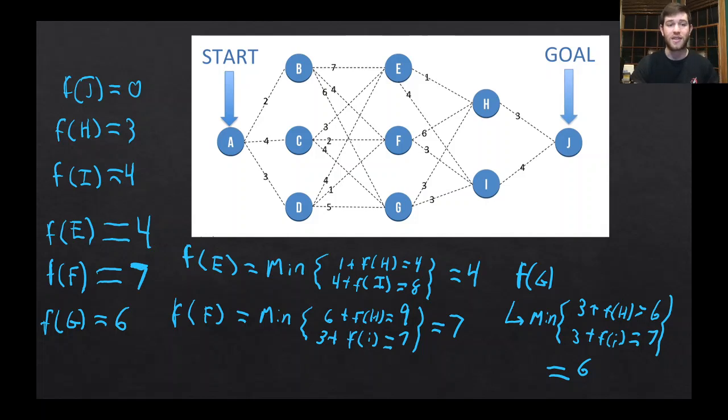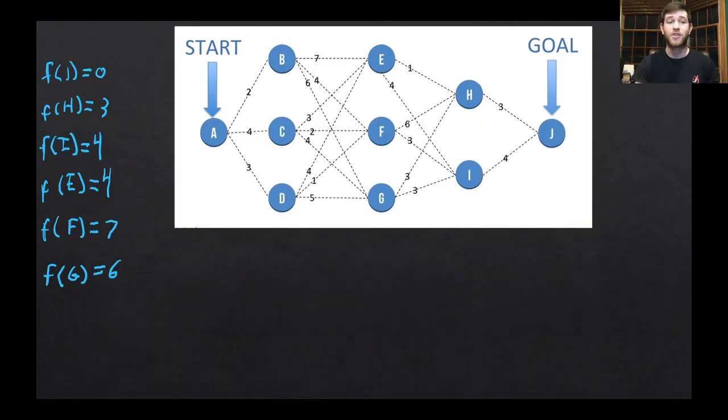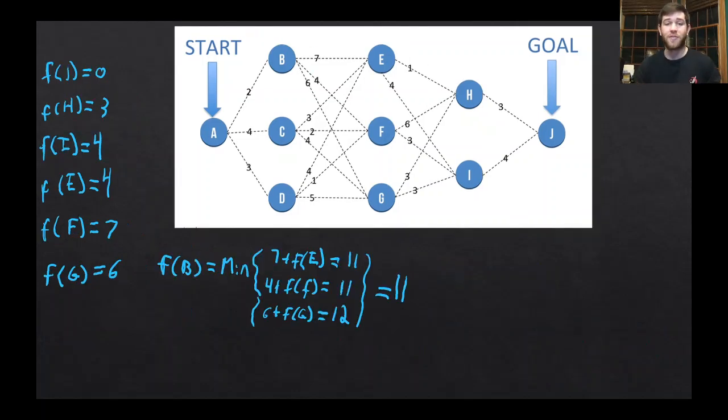So now we have this stage. F of E is 4. F of F is 7. F of G is 6. Now we're going to start at stage 1. So F of B, we have the minimum amount to go from B to finish our job.